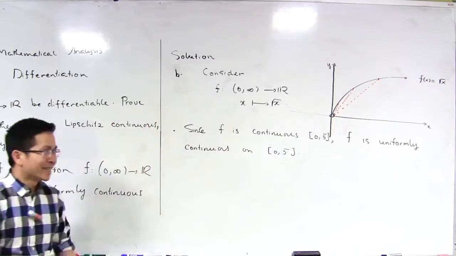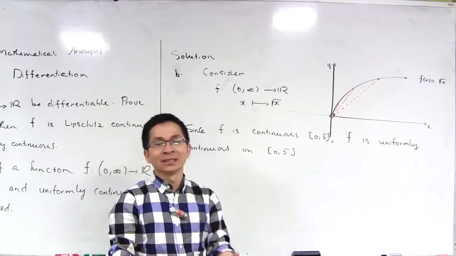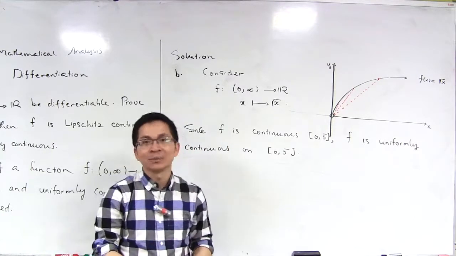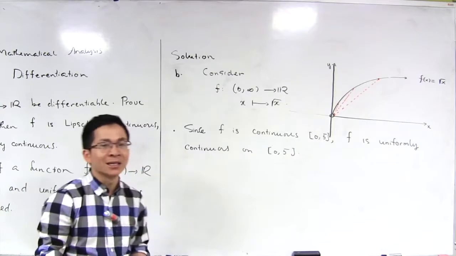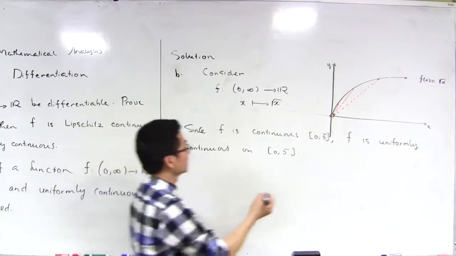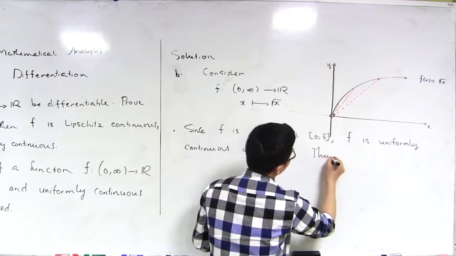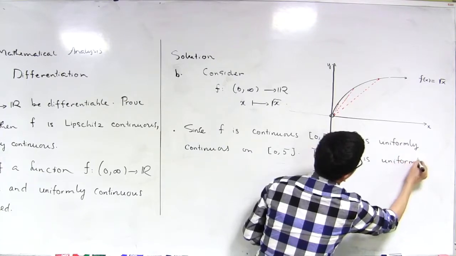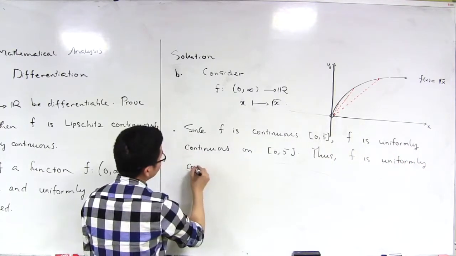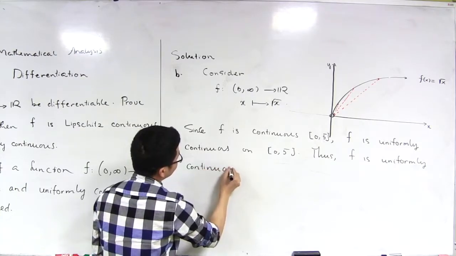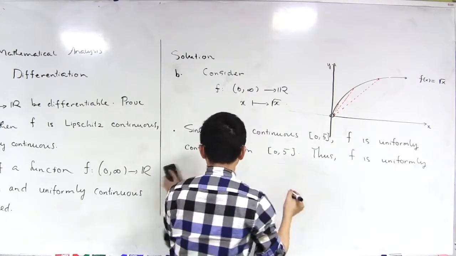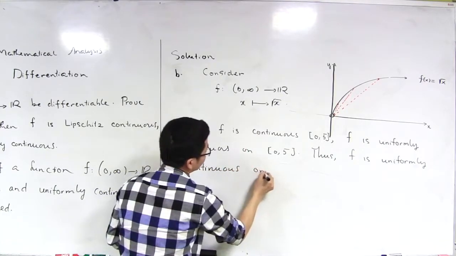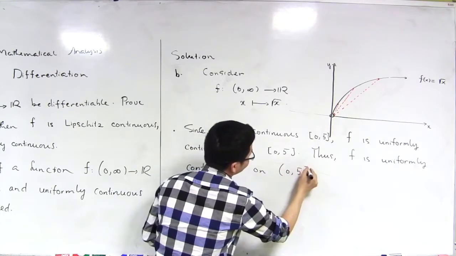Now we can easily show that if f is uniformly continuous on a set A, then it is uniformly continuous on every subset of A. We can prove that by using the definition of uniform continuity. Thus f is uniformly continuous on this interval.